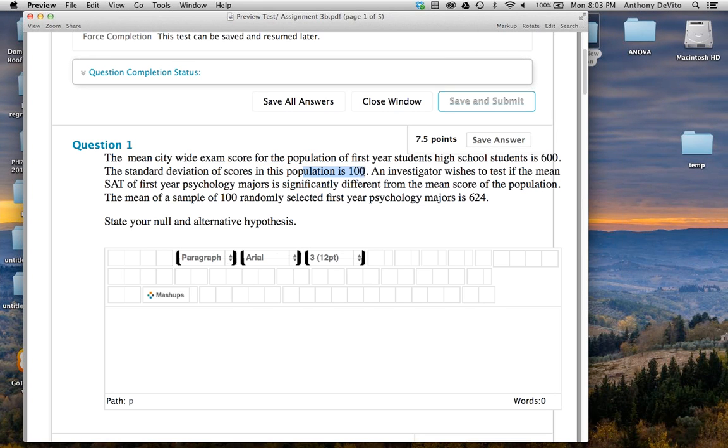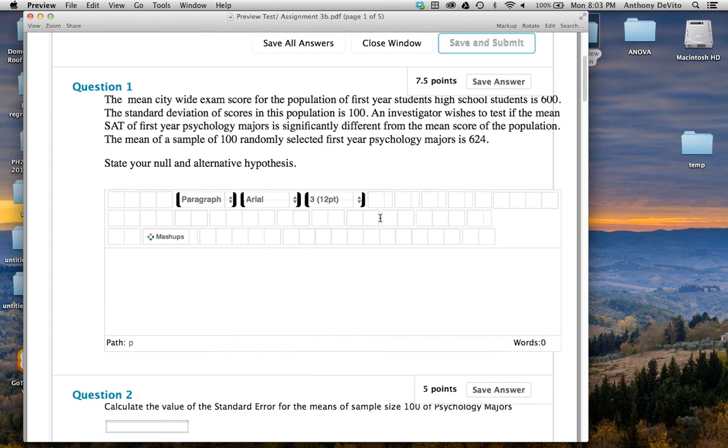So we're going to use the z-score, with a standard deviation of 100, and investigate a test of the mean: are first-year psychology majors significantly different than the mean score of the population? The mean of a sample of 100 randomly selected first-year psychology majors is 624. So we're assuming that the standard deviation is the same for the two groups. We didn't give you the standard deviation of the sample at all, so you have no choice but to use it. Okay, so the mean of a sample of 100 is 624.